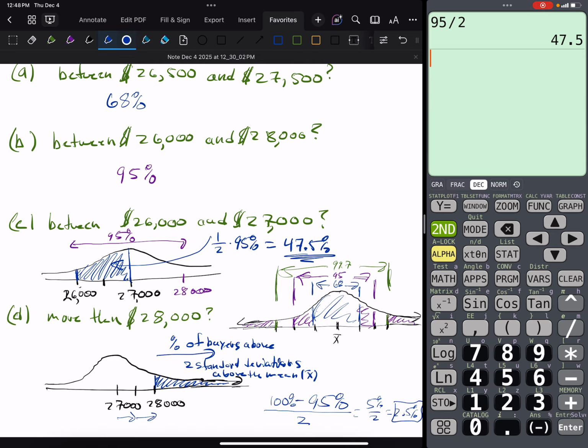Okay. I hope this helps us see the types of reasoning that we can use this 68, 95, and 99.7 rule with. It's an extremely powerful rule, very useful for us in figuring out these kinds of percentages quickly.